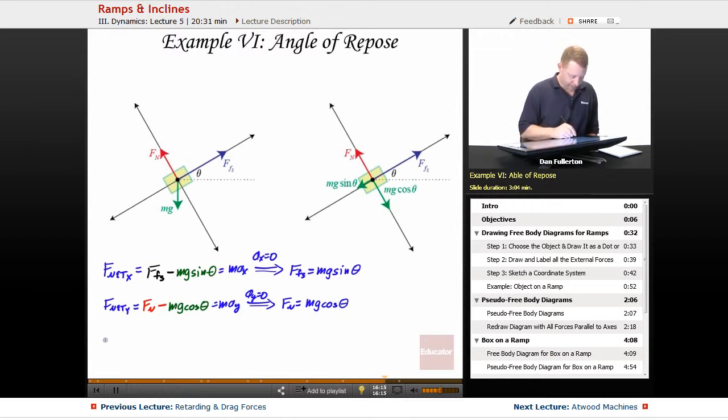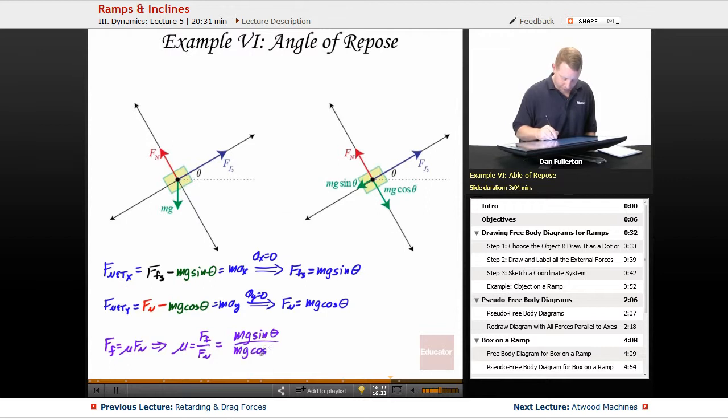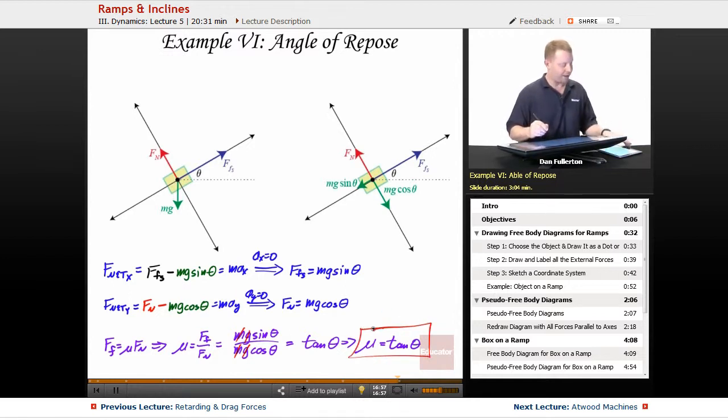Putting all of this together then, remember friction is fun. Force of friction equals mu times the normal force. That means that mu, our coefficient of friction, must be the frictional force over the normal force, which is mg sine theta over mg cos theta. m over m, g over g. Sine theta over cos theta is the tangent of theta. So, if you want the coefficient of friction, lift it up until the object just barely begins to slide, measure that angle, and the coefficient of friction is the tangent of that angle. How slick is that?